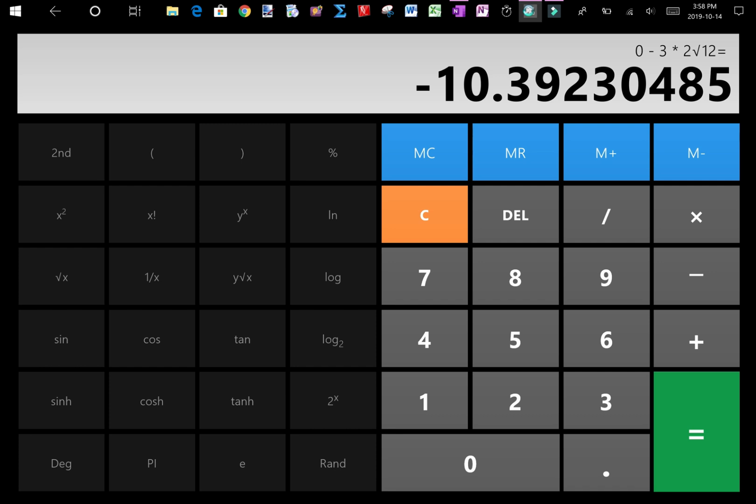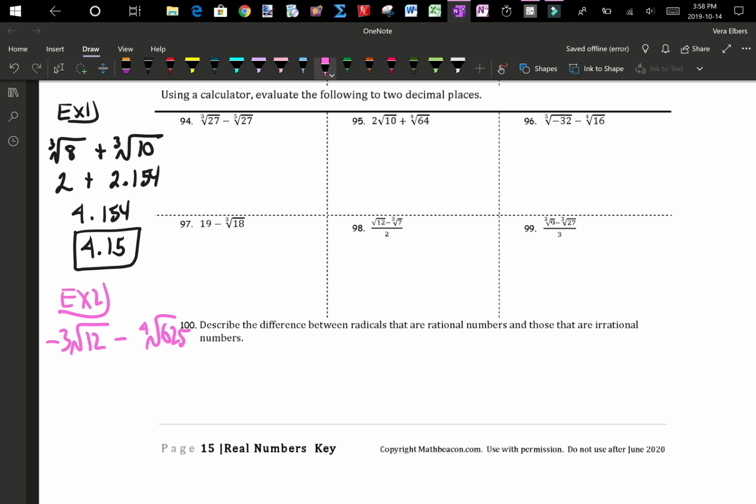And I get -10.39230485. Once again, I want to think about internal rounding, so I want to round that off to the nearest thousandths, or 3 decimal places. So I'm going to put -10.392 and then minus.